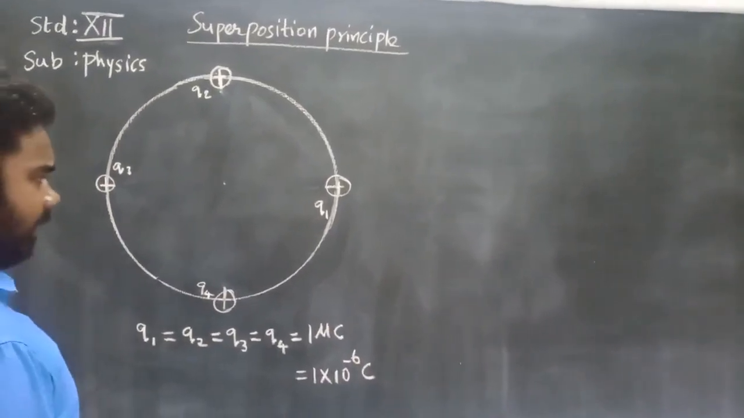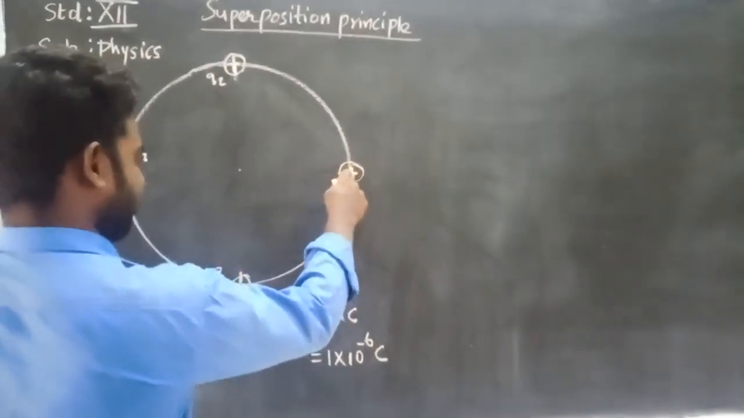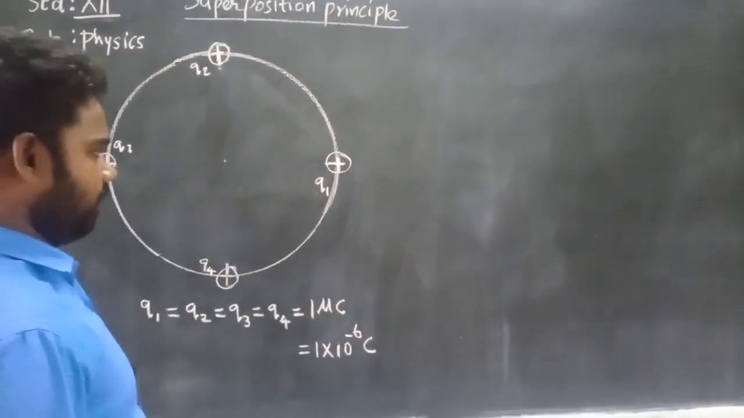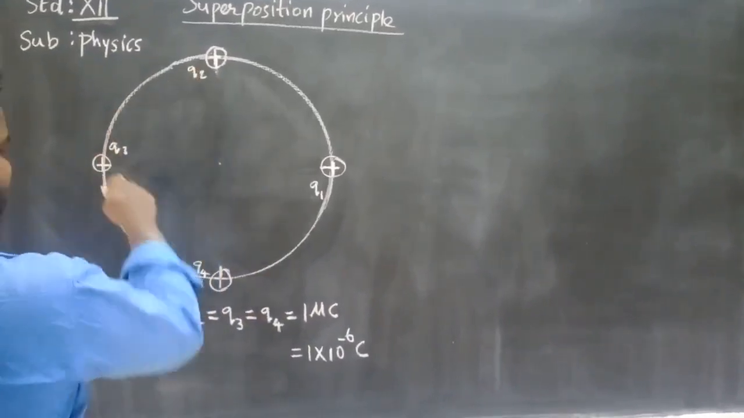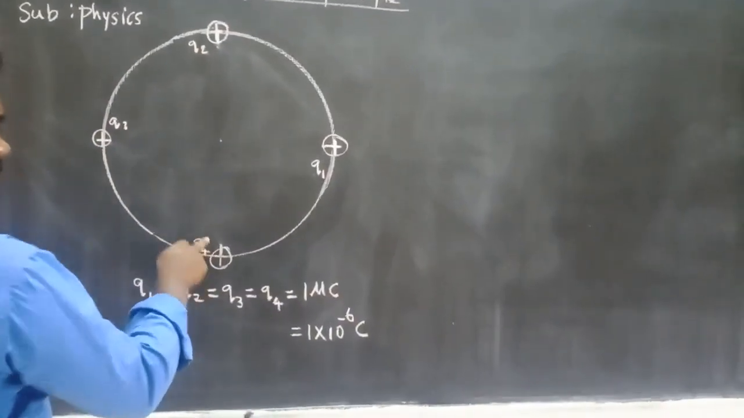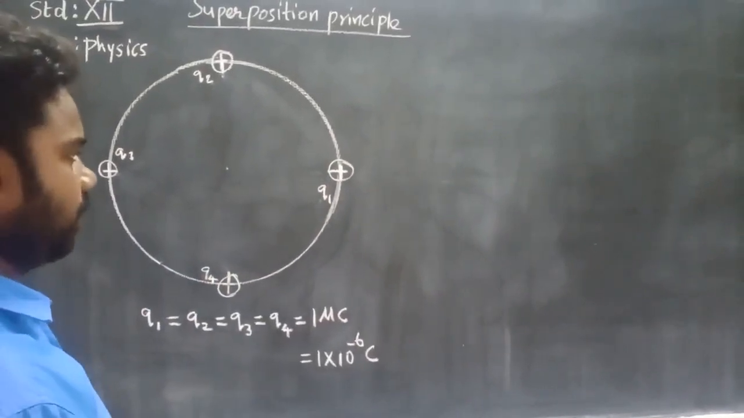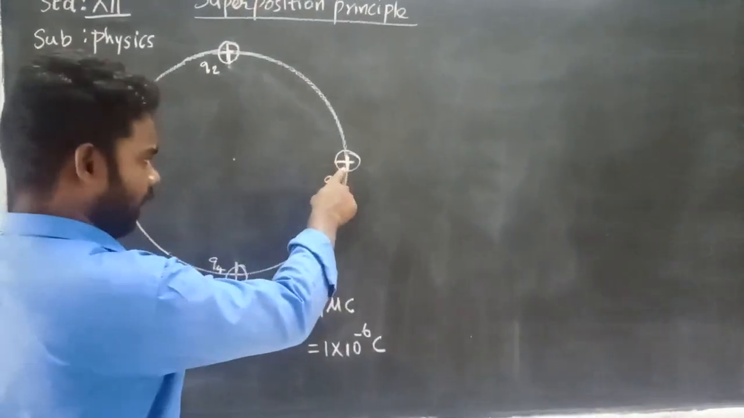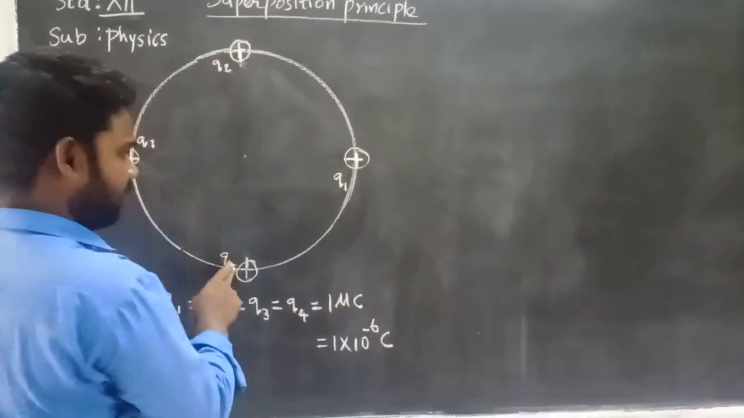So we have to find the total force acting on the charge 1, which means Q1. If you have 2 charges alone, you can use Coulomb's law. But in this case, we have 3 charges giving force on Q1. So we have to use the superposition principle. Superposition principle is nothing but the total force acting on the charge Q1 is a vector sum of the forces due to the other 3 charges.